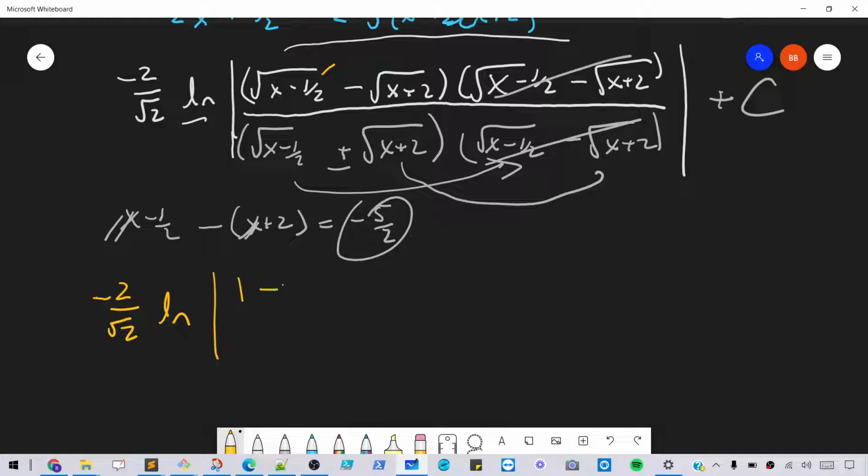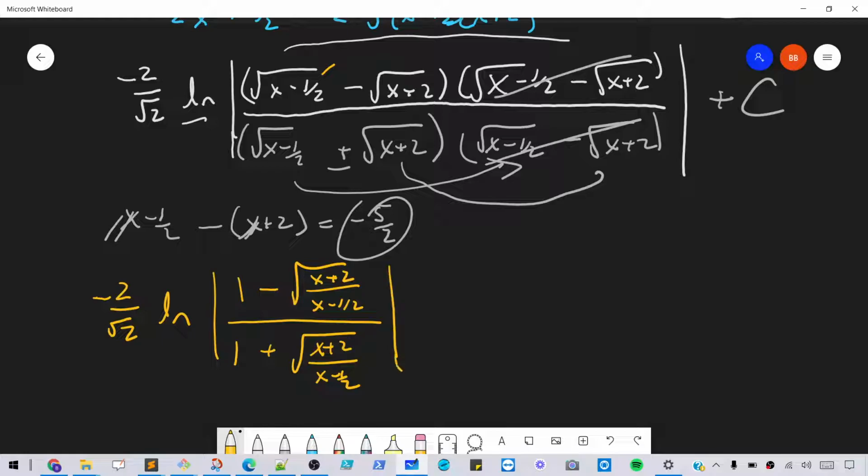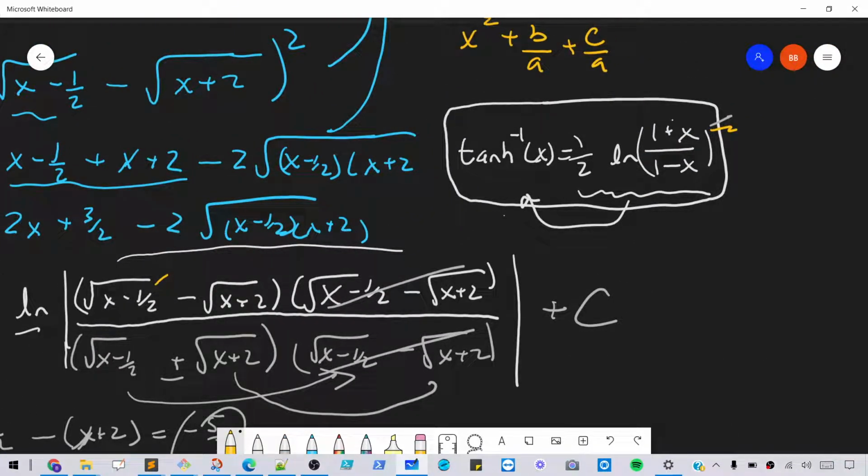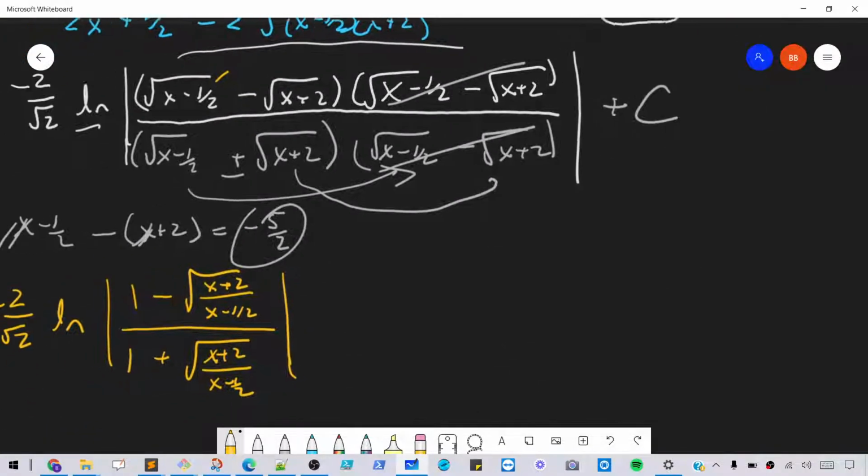we're going to end up with 1 minus square root of x plus 2, x minus a half, over 1 plus square root of x plus 2, x minus a half. Okay. So now we're getting much closer. One difference though is the positive sign is on the top and the negative sign's on the bottom, and we have it the opposite way.